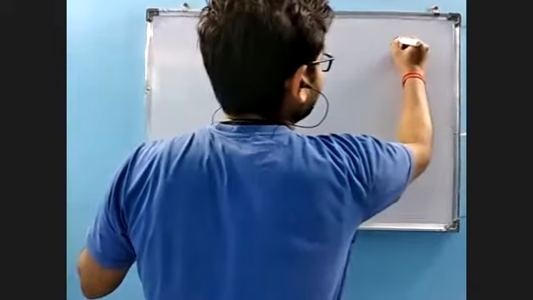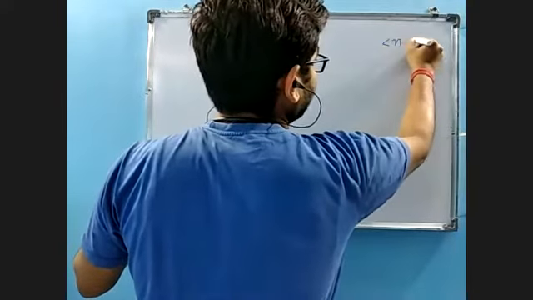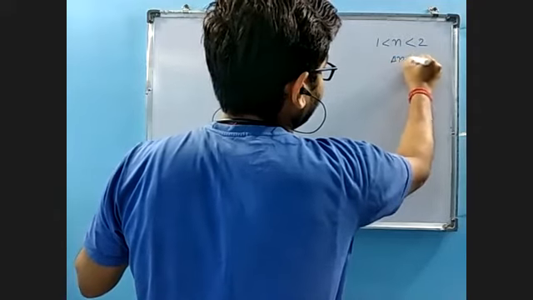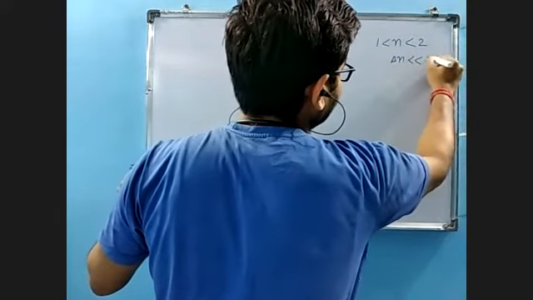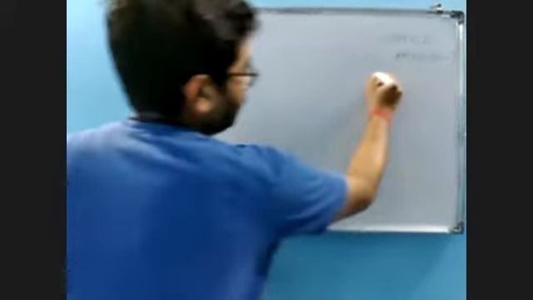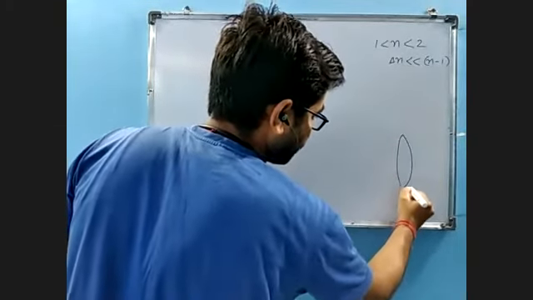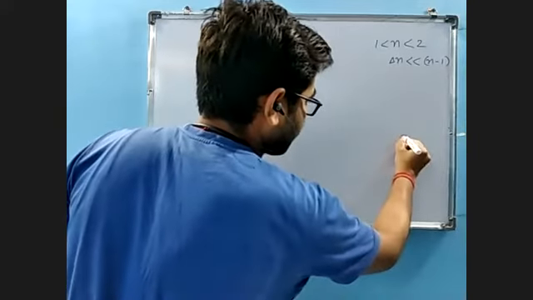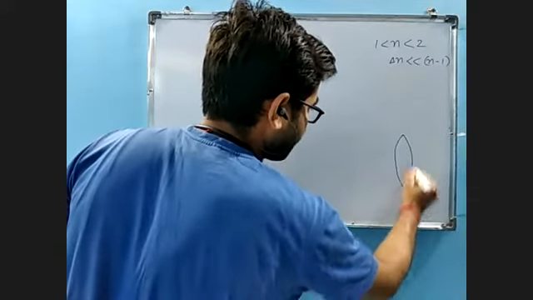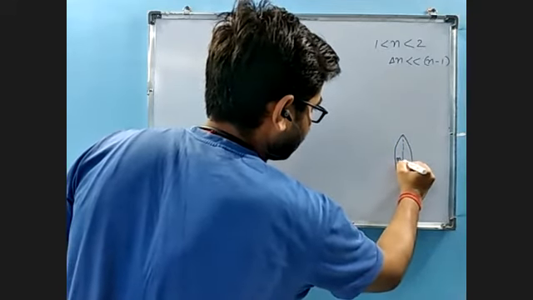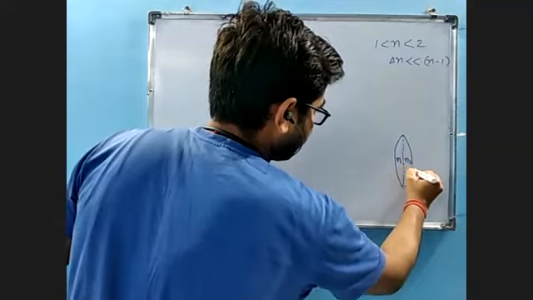Let me write the given conditions first. The value of N is between 1 and 2. Then the value of delta N is much less than N minus 1. First of all, let me draw the lens. So this was the lens given to us. Half of which is made up of N1, the other half is made up of material of refractive index N2.